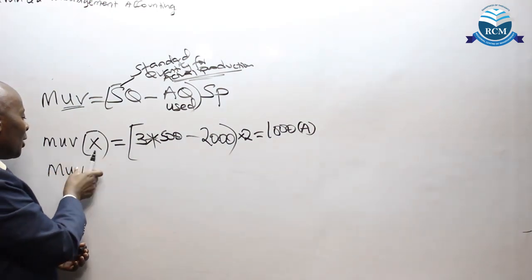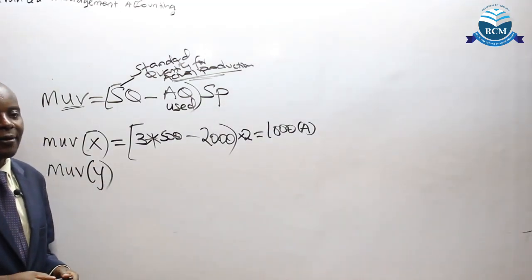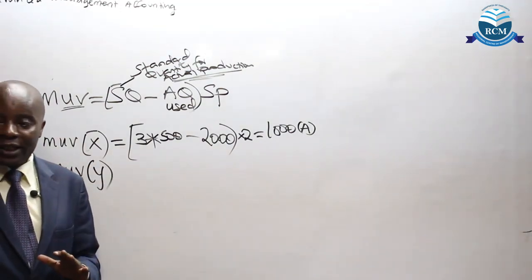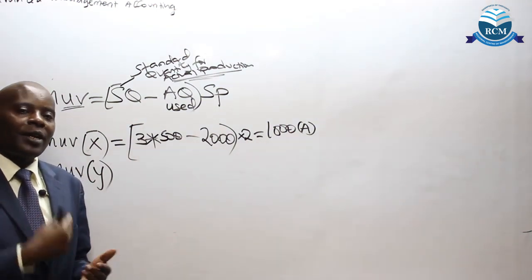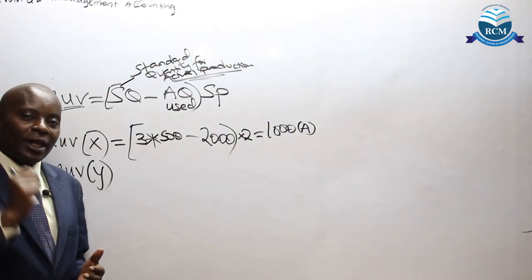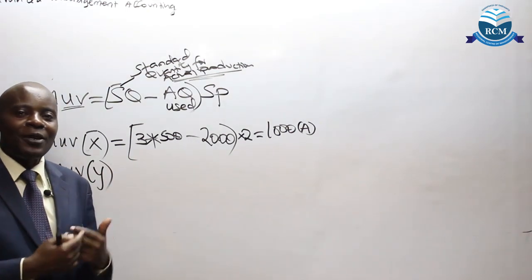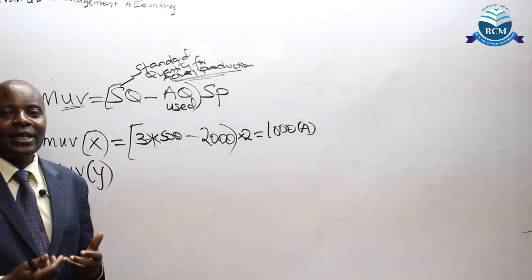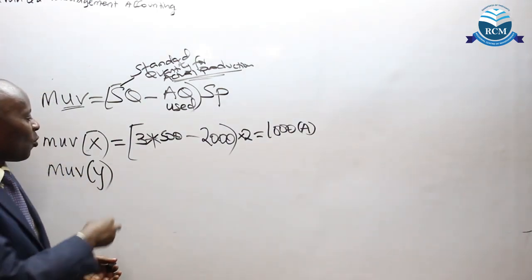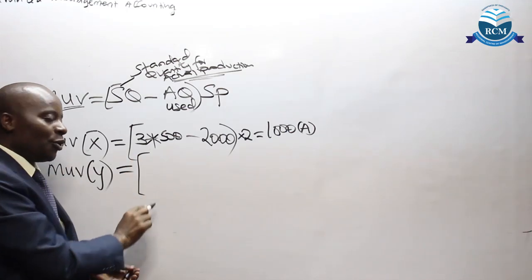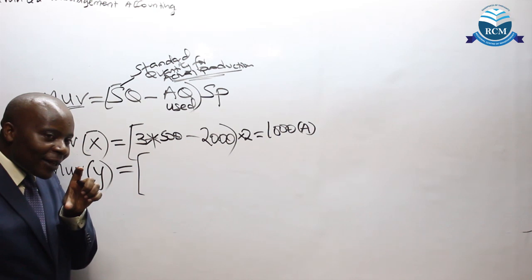Now straight away we go to the second type of material. Material usage variance here for Y. For those of you who are watching us from home, you need to be taking notes as we dictate them. Very important here. Write down as if you are in a live class. So material usage variance for Y, you simply follow the formula.